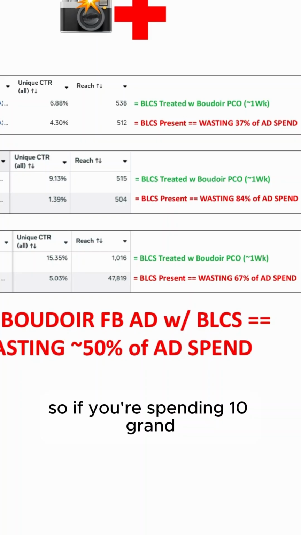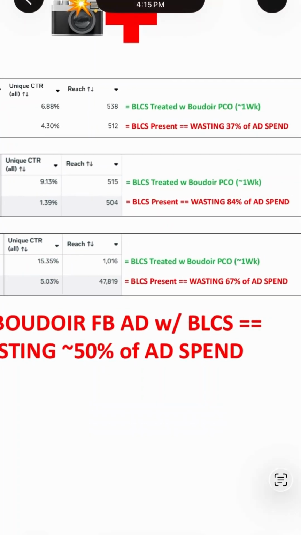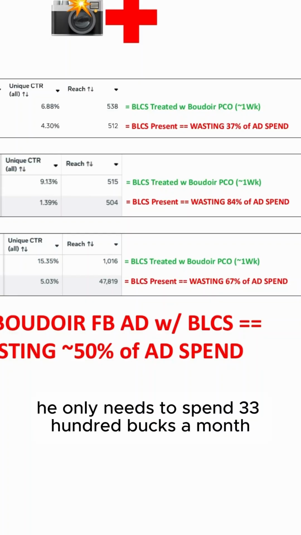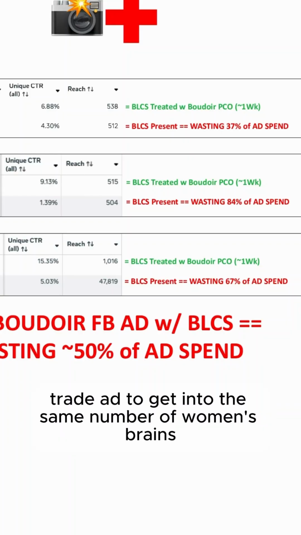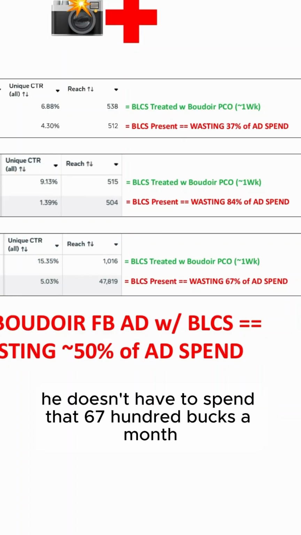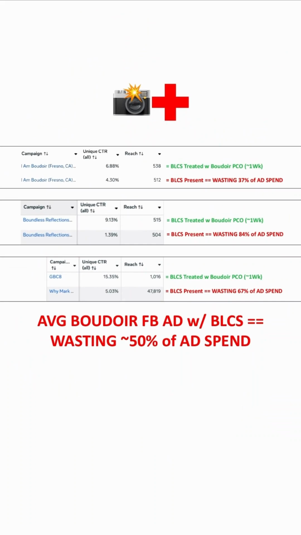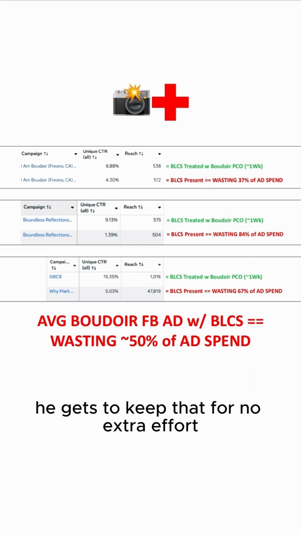So if he's spending 10 grand a month on the original Boudoir Facebook ad, then he only needs to spend $3,300 a month on the Boudoir Pico ad to get into the same number of women's brains. And so it's kind of like he doesn't have to spend that $6,700 a month anymore, that difference, and he gets to keep that for no extra effort.